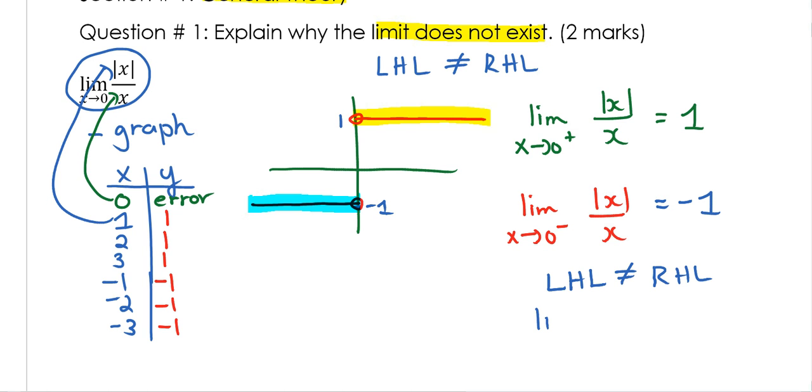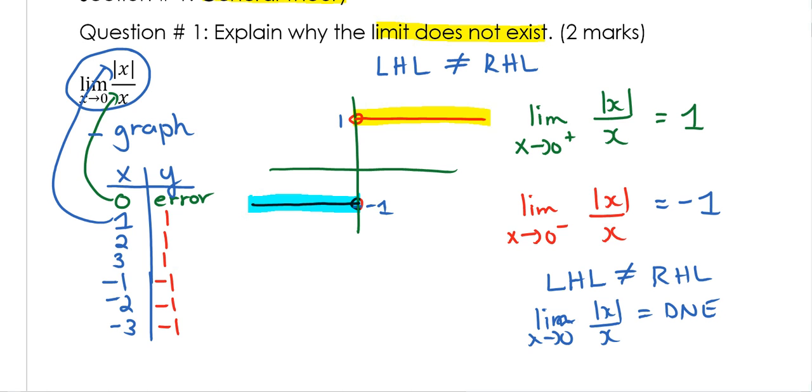Therefore, the limit as x approaches 0 of absolute value of x over x does not exist. Okay. So there you go. If you have a question like that where I ask you to explain why the limit does not exist, you could just produce a graph, write an expression for the right hand limit and the left hand limit, and show that they're not equal, and that would be good enough to get full points for this question.